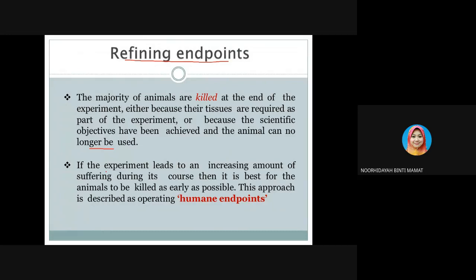If the experiments lead to an increasing amount of suffering during their course, the best way for us to do it humanely is to kill the animals as early as possible. This approach we call a humane endpoint. Throughout the experiment, we know that our experiment can increase the suffering, pain, and distress to the animals, so we need to kill the animal as early as possible.